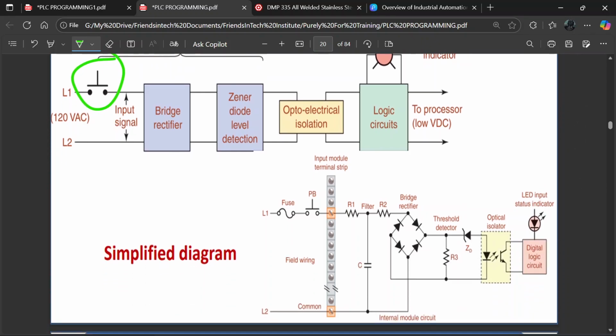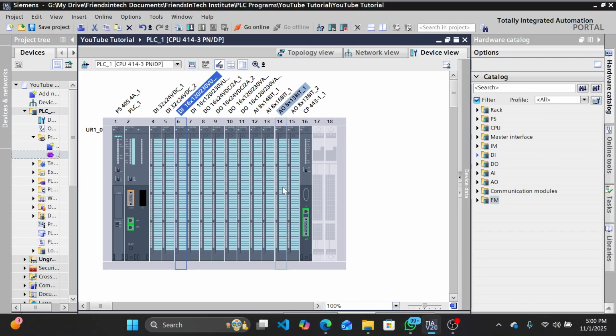Circuit. Now you have your push button here. Then it passes through the filters. Then you have a rectifier. This converts AC to DC. Then we pass it to an opto-isolator with a light emitting diode. This light emitting diode will dislodge electrons on the surface of this transistor, therefore providing 5 volts to this digital logic circuit. That is how this module works. So that is how these modules work.